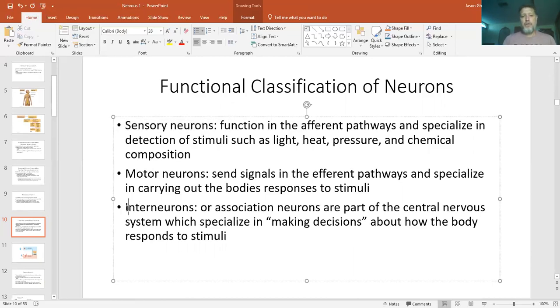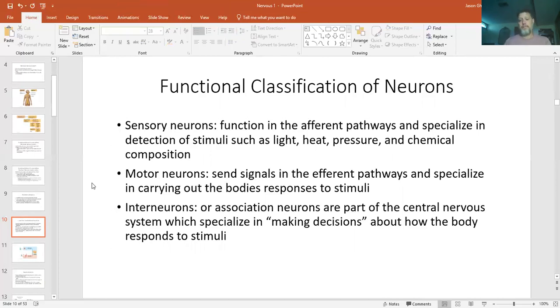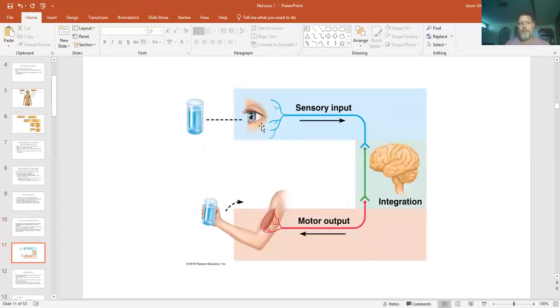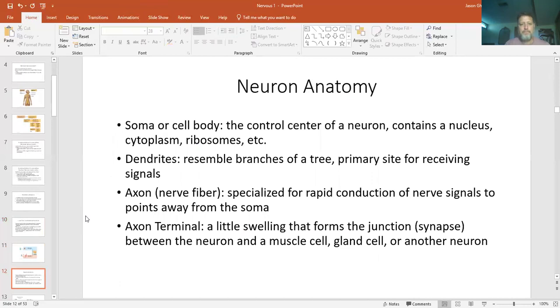We have interneurons also. So again, you have your sensory that brings the information in. Your interneurons decide what to do with this information, and then the motor neuron is the action determined by the interneurons. Okay, so those are the 3 classifications of their function. So they're showing you, drinking the water: decide what you want to do. Well, you pick the water up and you drink it.